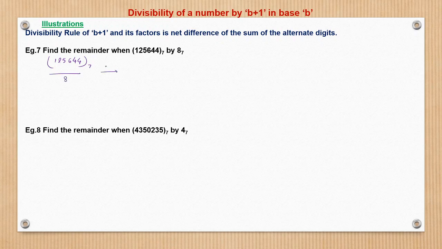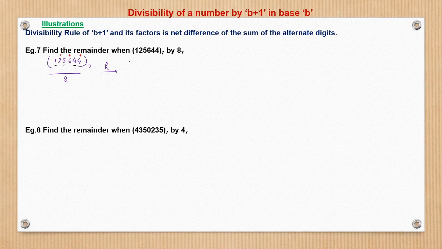So now since base is 7 and divisor is 8, one more than the base, we will apply the alternate rule. So what is the alternate thing? We will start from the rightmost. Alternate digits from the right-hand side will be plus, and the next digits will be minus.